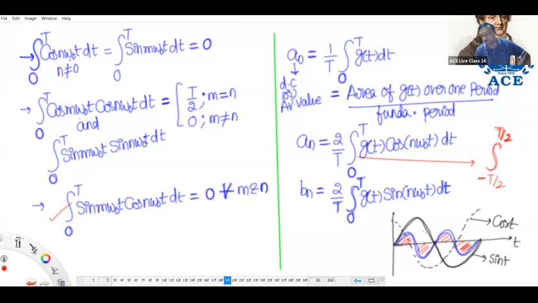Okay, this original black color one is sin t, this is cos t. When you multiply them, it becomes half sin 2t. The area becomes 0 or not?